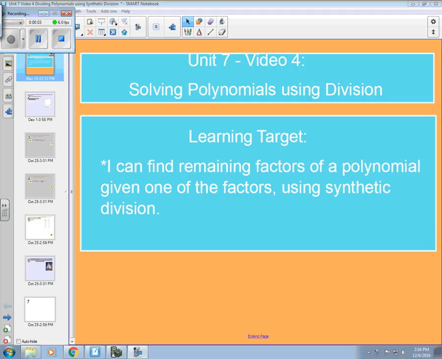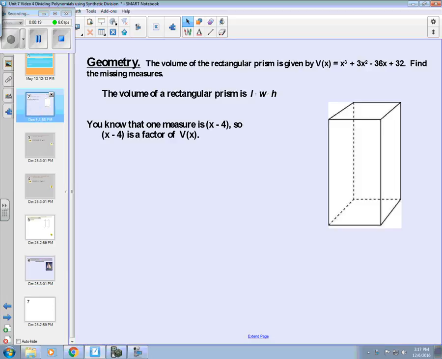We're going to use the division that we did in the last lesson now to solve polynomials. So the learning target is that you can find any remaining factors of a polynomial given one of the factors, using either synthetic division or, if you like the other way, long division. On your note sheet, the first one is kind of a geometry type problem.